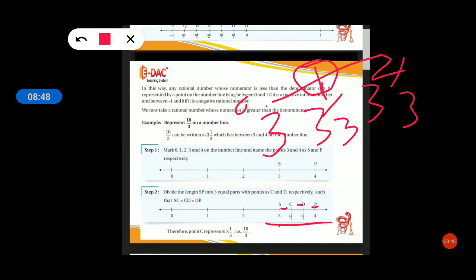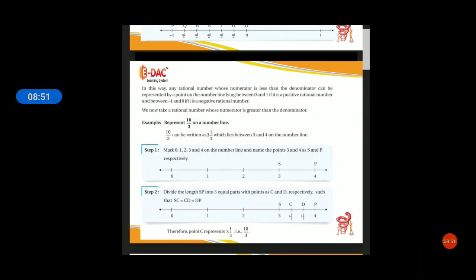That's all about this number line representation. Just bring it to a mixed fraction if they mention it, and then do the number line representation.